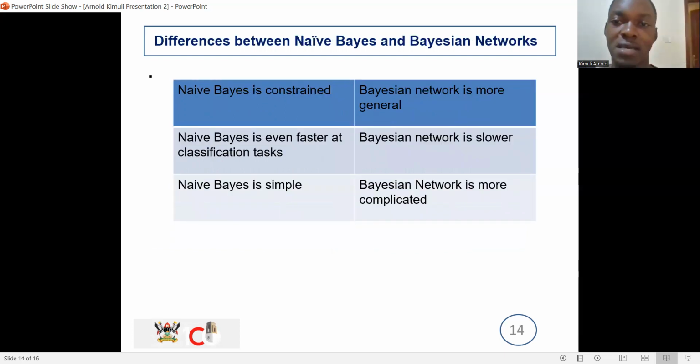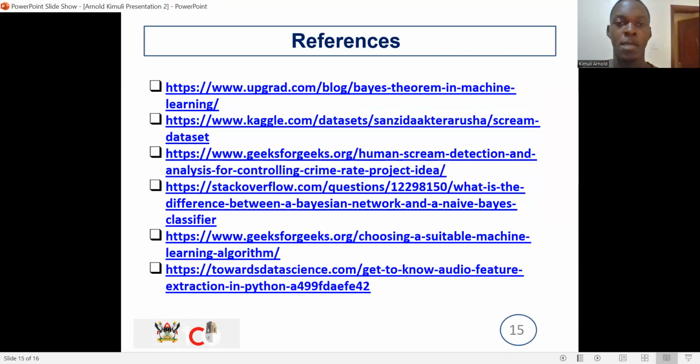Moving on to naive Bayes and Bayesian networks, their differences are: naive Bayes is a bit restricted or constrained, while the Bayesian network is more general in how it works. Naive Bayes is simple, while the Bayesian network is more complicated. The Bayesian network is a bit slower, while naive Bayes is even faster at classification tasks.